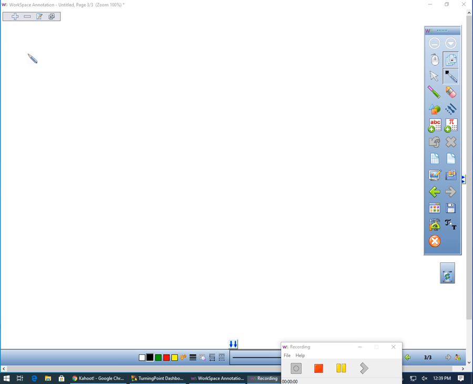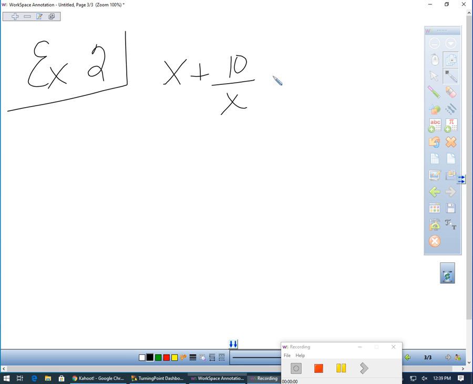Example number 2. So we're going to get a little bit tougher. I want to go with x plus 10 over x equals 7. First of all, what's my common denominator? It's x, right? So if I state my restrictions over here on the left, what can x not equal when I'm all done? What would make the denominator 0?